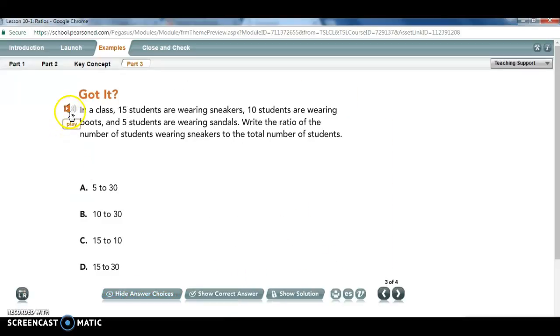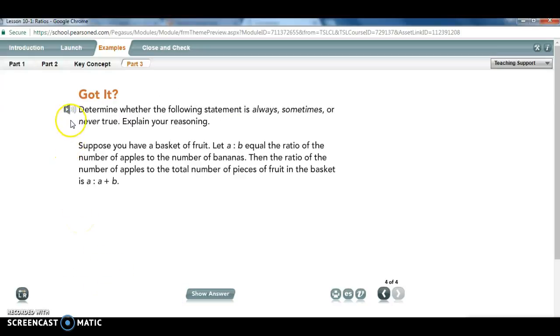Here's our part 3 got it problem. In a class, 15 students are wearing sneakers, 10 students are wearing boots, and 5 students are wearing sandals. Write the ratio of the number of students wearing sneakers to the total number of students. The correct answer is 15 to 30. I get that because 15 students are wearing sneakers, and then total number of students. 15 plus 10 is 25, plus 5 is 30. So 15 to 30.